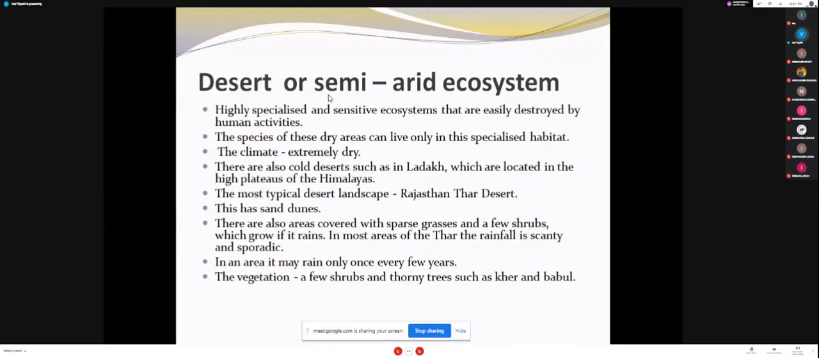The species of dry areas can live in these specialized habitats. How is the climate? Climate is extremely dry. Moisture content in the air is very low. Even the groundwater table is low. Okay. So there are cold deserts in Ladakh in India, and these kinds of deserts are found in the Himalayas on the higher altitude plateaus. And the most typical type of desert landscape is present in Rajasthan, and we know it as the Thar Desert.